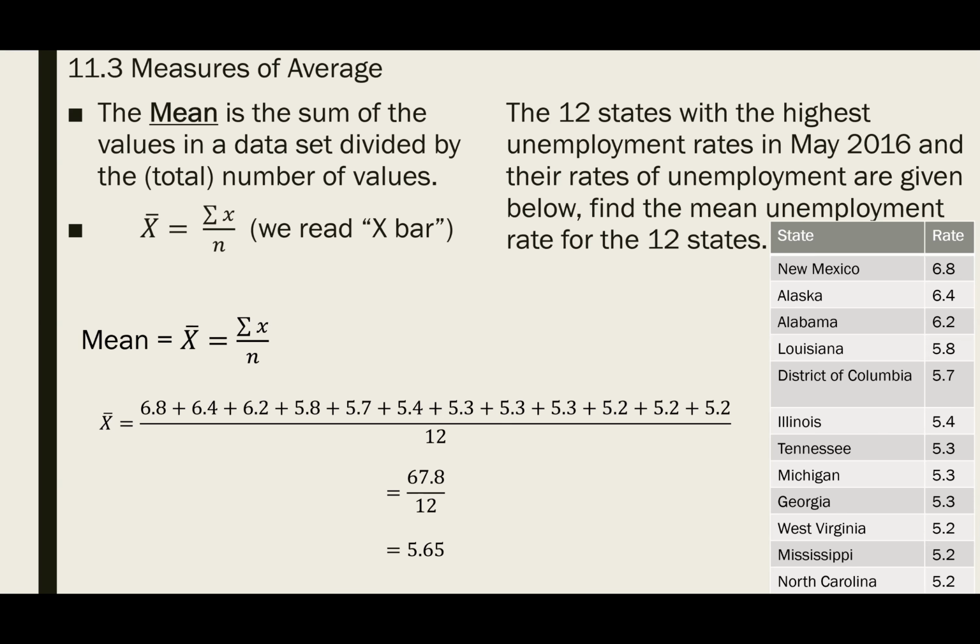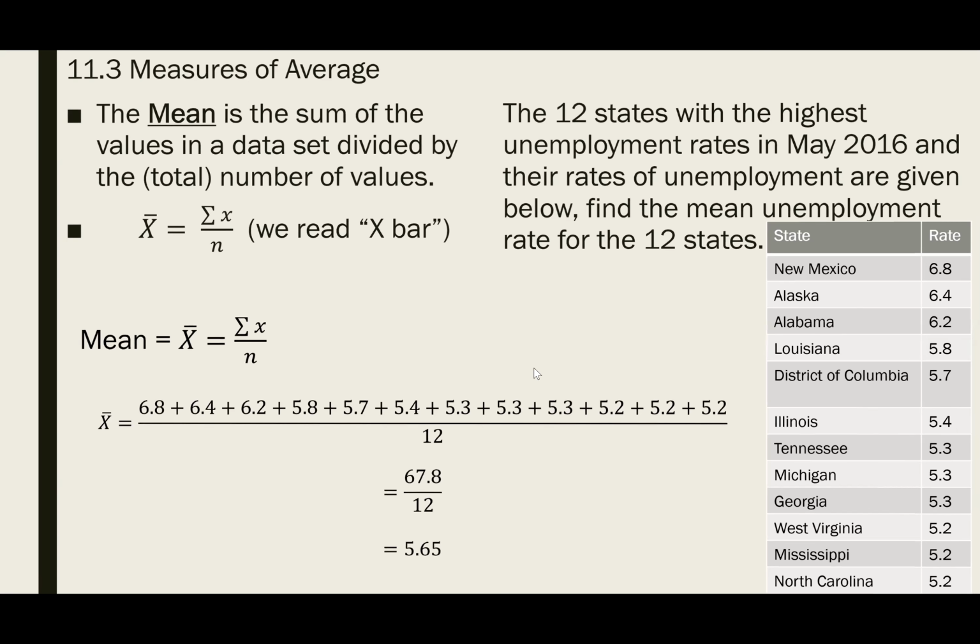Okay, so again, somewhere in between, somewhere in the middle, right? The rates are 5.2 and 6.8. As you can see, those are your range, from 5.2 all the way to 6.8. Somewhere in the middle, 5.65 is the average, the middle of that rate. Okay, so that is the mean, the average number.